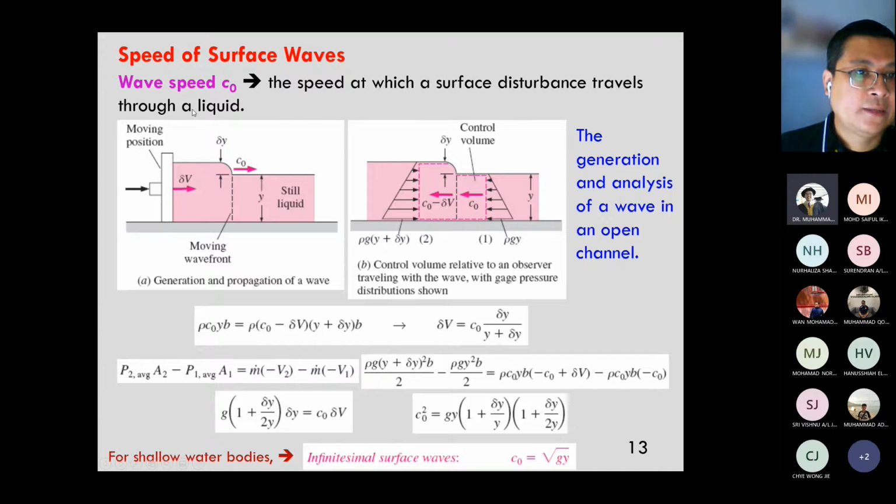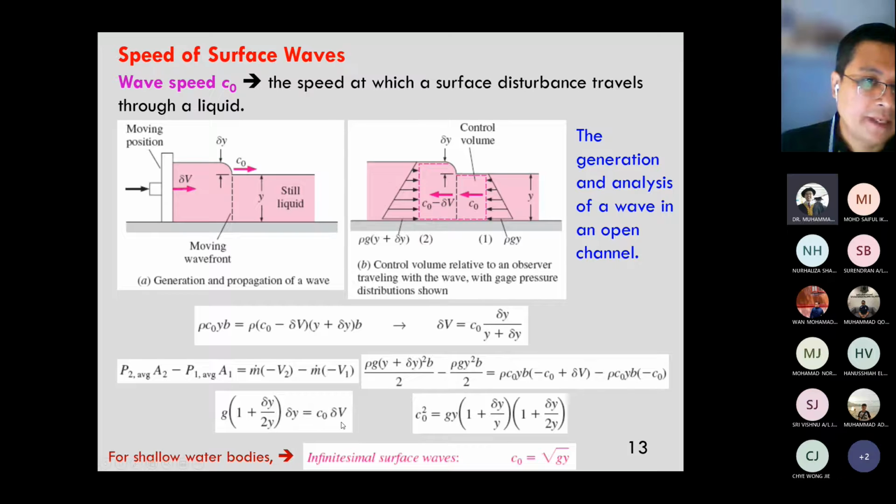And then the wave speed CO, the speed at which a surface disturbance travels through a liquid. So the wave is like a wave in the sea. So how do we describe it? As I mentioned before, anything in engineering should be measured by number. So how to describe the channel condition should be mentioned in a number. How do we know the number? This one is the theory.